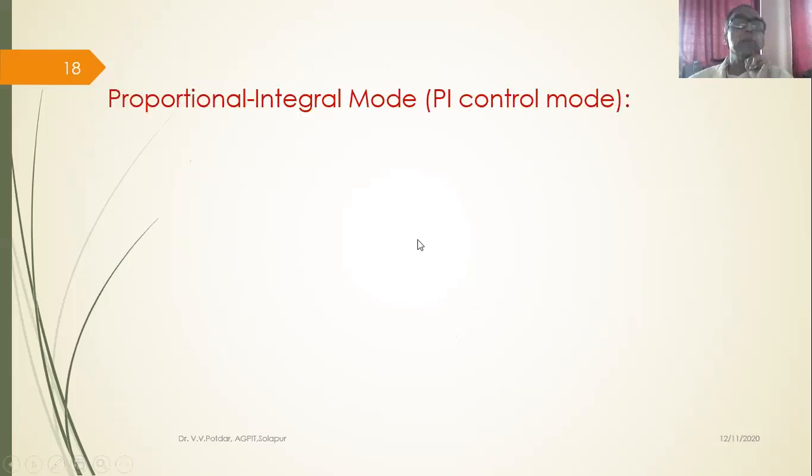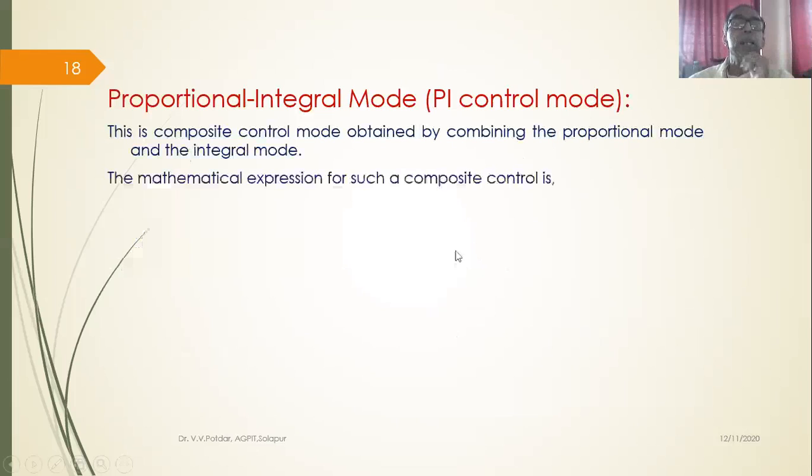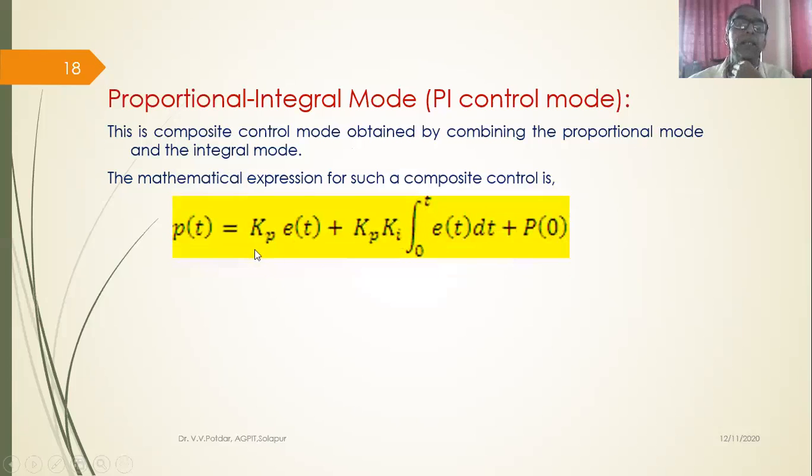Then we have the combination modes. Quickly we'll see proportional plus integral mode. This is also called the composite control mode, obtained by combining the proportional mode and the integral mode. The mathematical expression for such a control is P(t) = Kp * E(t), this is the proportional action, plus Kp * Ki * integral from 0 to t of E(t) dt, this is the integral control action, plus P0. So this is the equation of P plus I type of control mode. Right? P0 is the initial value of the output at t = 0.